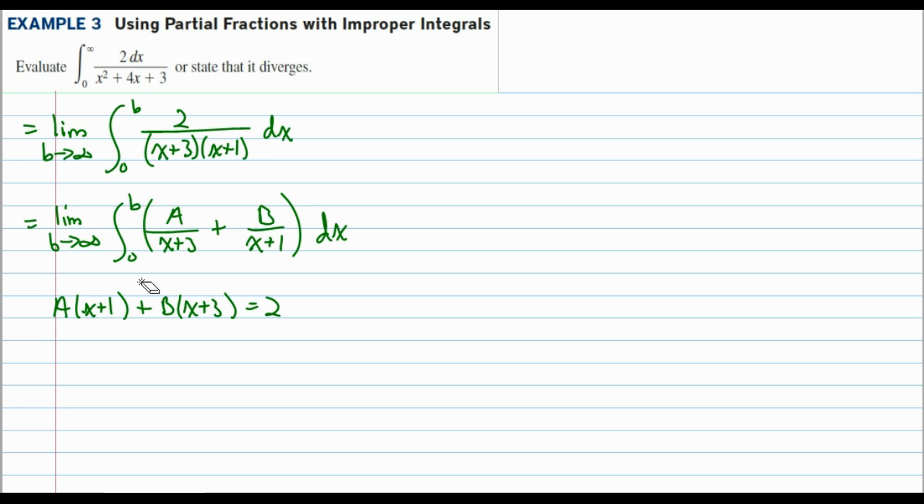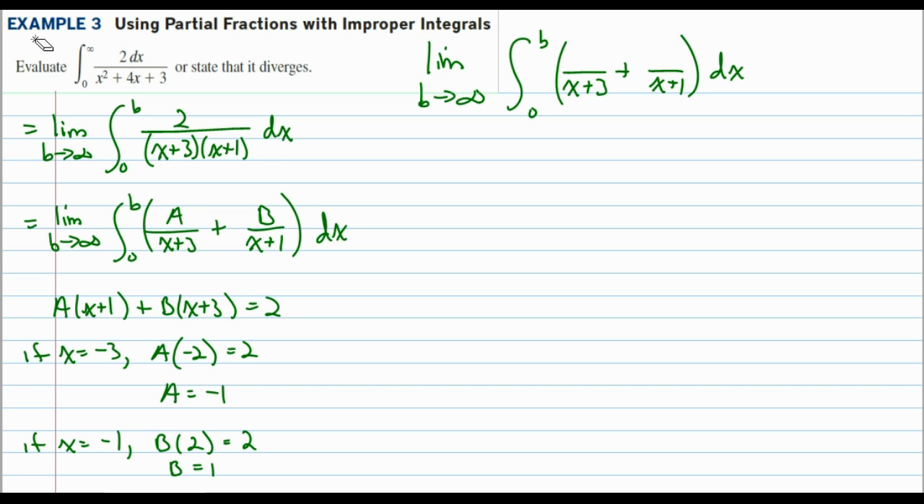Well, I'm going to find out what those are. If x equals negative 3, a would be negative 1. If x equals negative 1, b would be positive 1. Which then means I get to substitute in for a and b, negative 1 and positive 1.